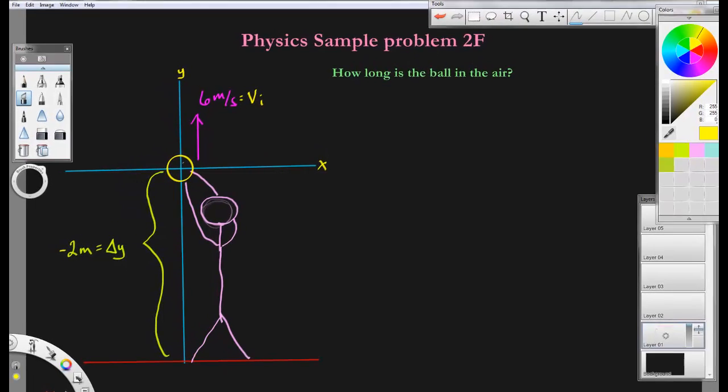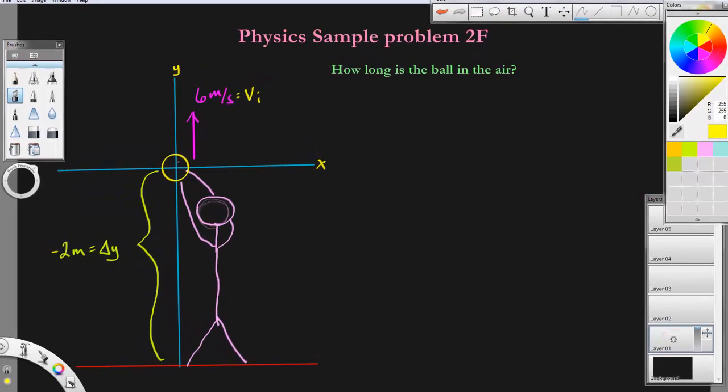Right, here we are, sample problem 2F. This is the last of the major concepts in Chapter 2. With this problem, we got a guy serving a volleyball. He's not projecting it across the net. He's just hitting it straight up in the air because we're still talking about motion in one dimension, which is like train tracks. So this goes straight up and comes straight back down and hits the ground.